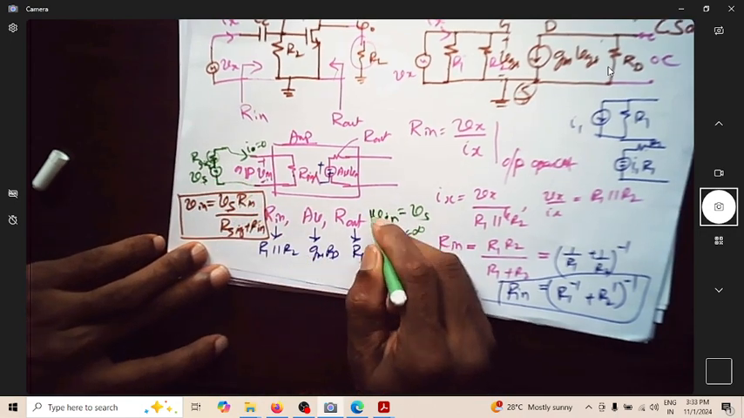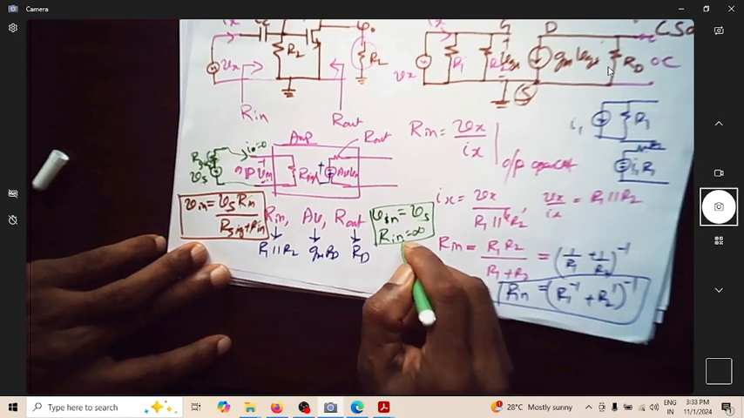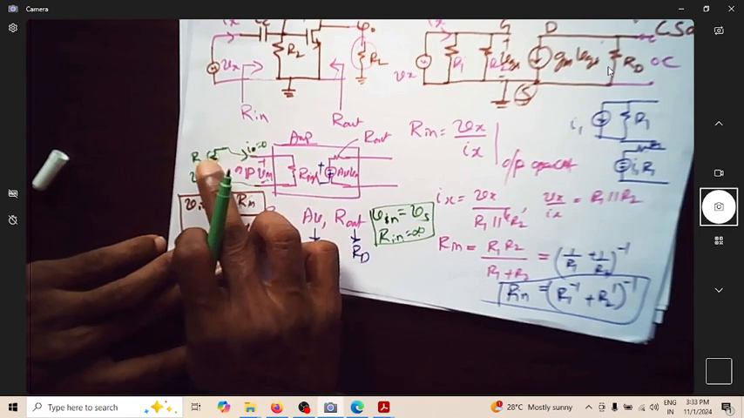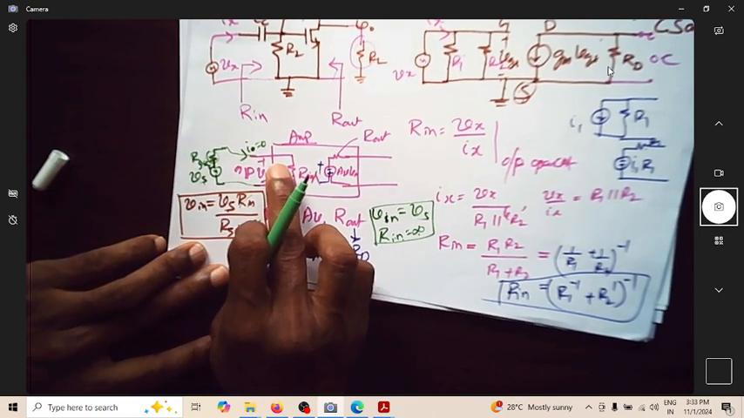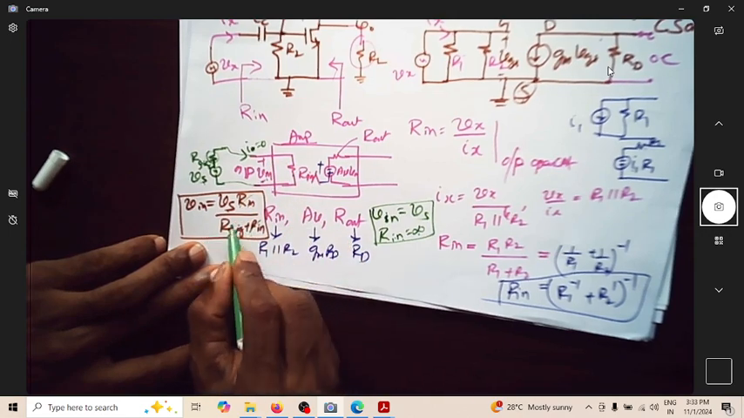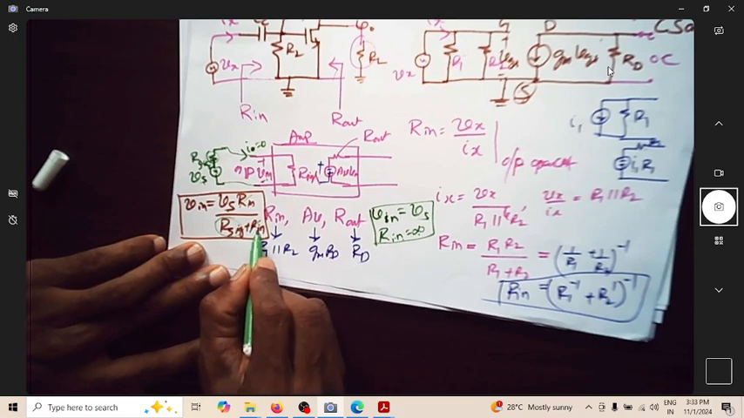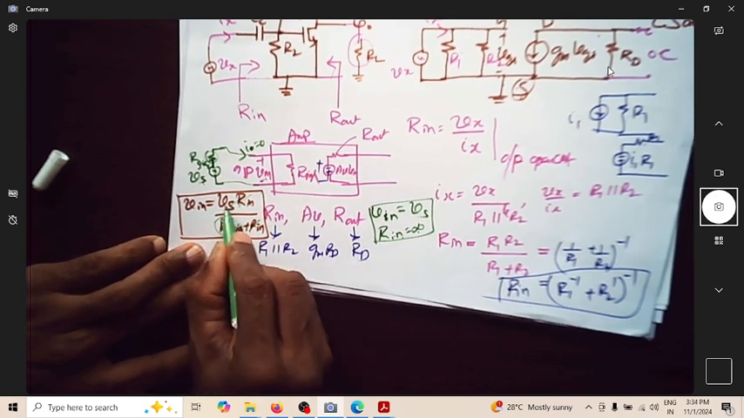So this is one of the conditions. When R in is equal to infinity, there is no current, so no drop, and the entire voltage will reach here. When this is infinite, this is negligible, you cannot consider it, so this entire thing will go with this. So V in is equal to Vs.